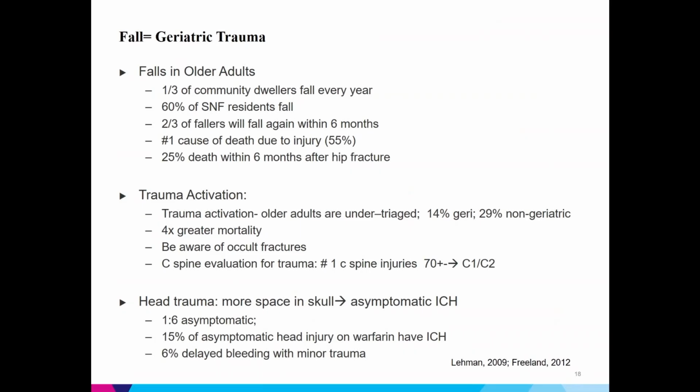Older adults tend to have 4 times greater mortality associated with a fall, and are more likely to have an occult fracture, in particular, dangerous fractures. So, cervical spine injury at the level of C1 to C2 can be a devastating and fatal injury. Head injury is also more common with our older adults. While there's more space due to brain atrophy, they may have an asymptomatic intracranial hemorrhage. 1 out of 6 of these patients are asymptomatic. You have to be mindful of medications, in particular, things like warfarin and new anticoagulants, which can often lead to delayed bleeding, even with minor trauma.